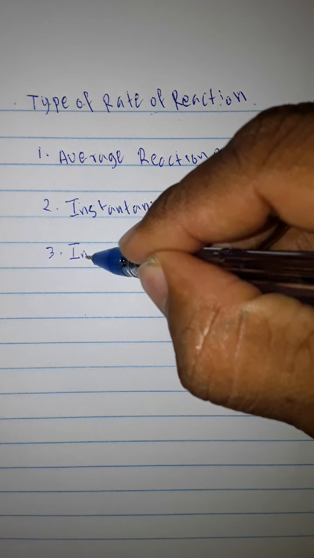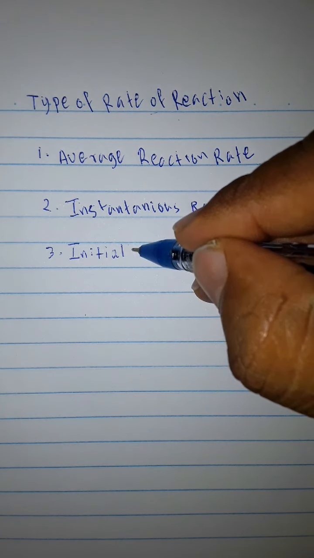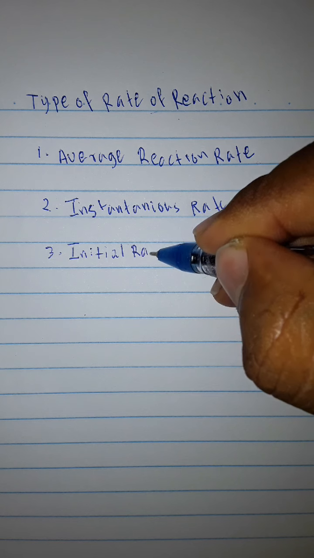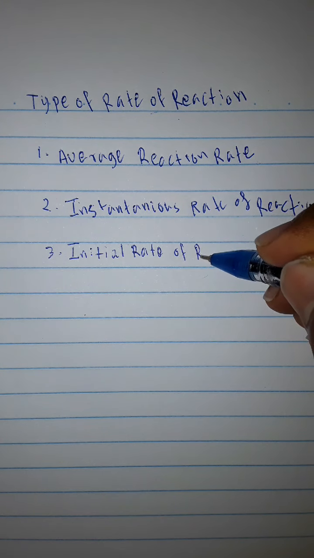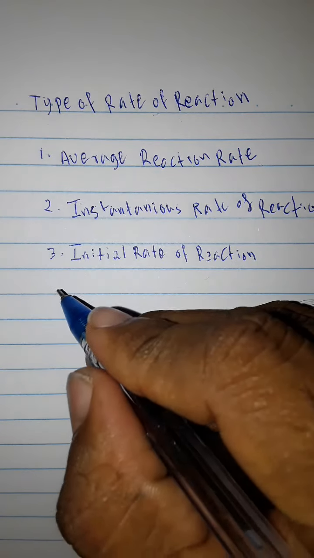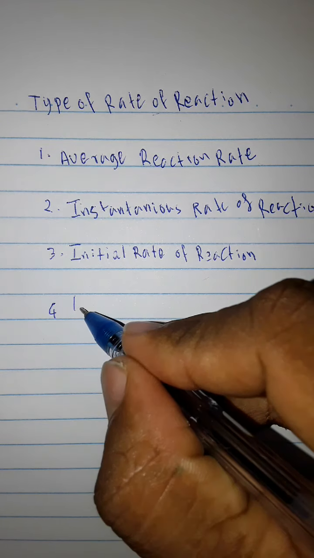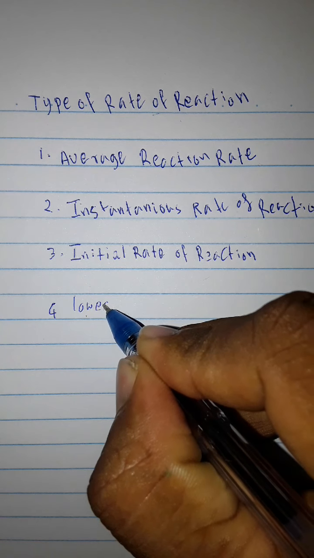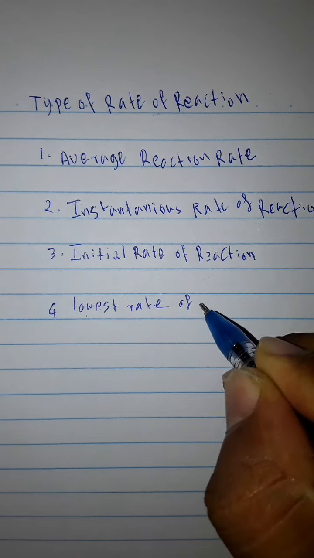The next one is initial rate of reaction. Right. So initial rate of reaction. Now we have another type. The next type, the fourth type, is called lowest rate of reaction.